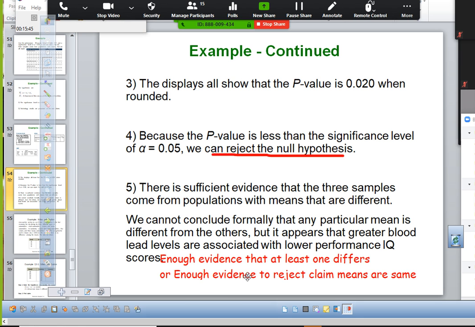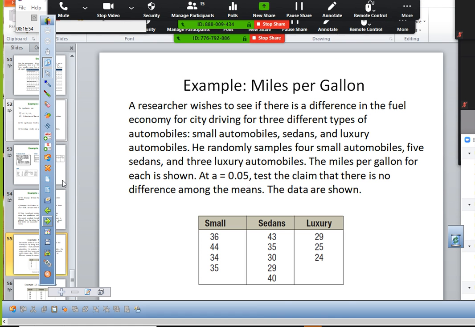So you can always say enough evidence to reject claim means are the same. You can always do that one for the test. Homework, again, will be a little bit different. It's going to vary depending upon what your claim is going to be. All right, so let's do one together.